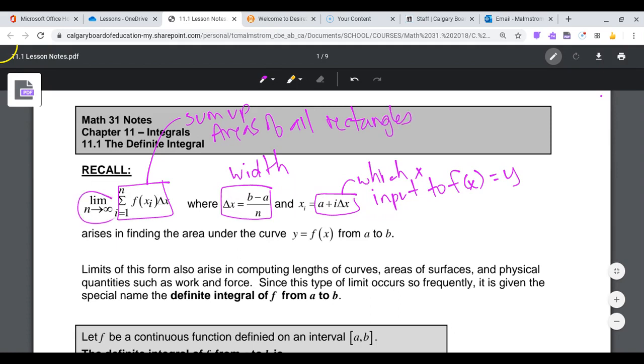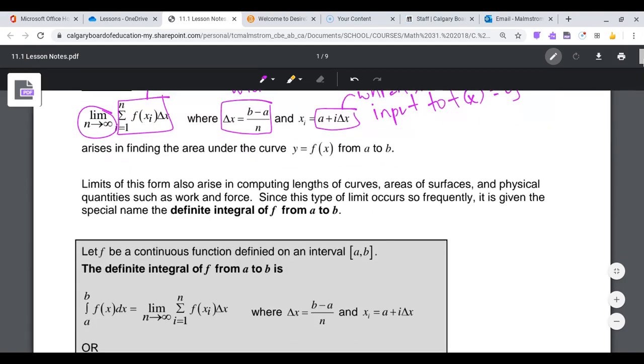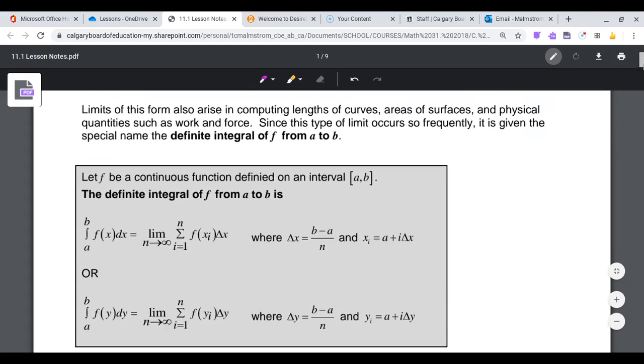And then as we increase the number of rectangles, we get an area that fits pretty darn close to what the area under that curve is, right? That's what happens. The more rectangles we have, the more accurate our area is. Well, limits of this form also arise in computing lengths of curves, areas of surfaces, and physical quantities such as work and force. And since this type of limit occurs so frequently, it's given a special name, the definite integral of f from a to b.